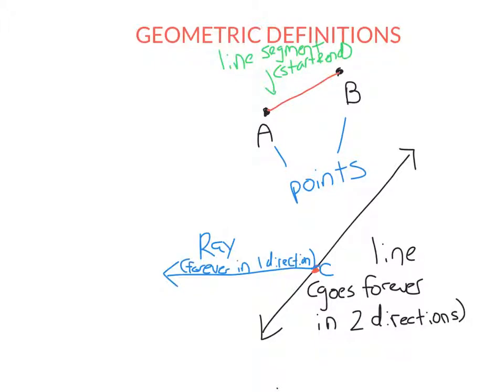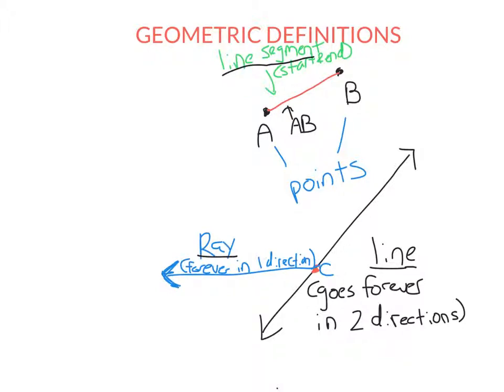So make sure we know this. A line segment has a start and an end. It does not go on forever. A line goes forever in both directions, whereas a ray goes forever in one direction. You can see there's only one arrow here indicating it goes on forever in this direction, but it stops at point C. So we can give names to things like line segments. So this thing here is the line segment AB. We just name it according to its start and end points.